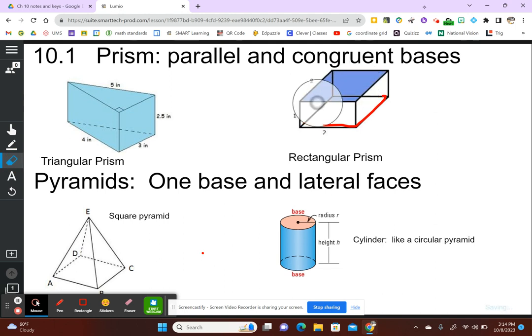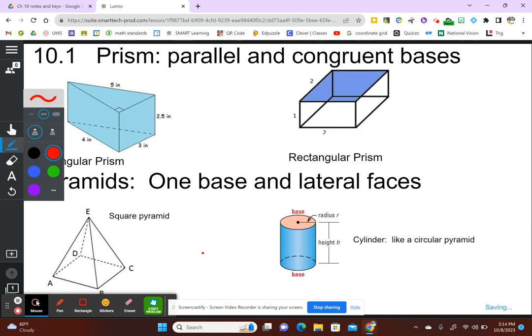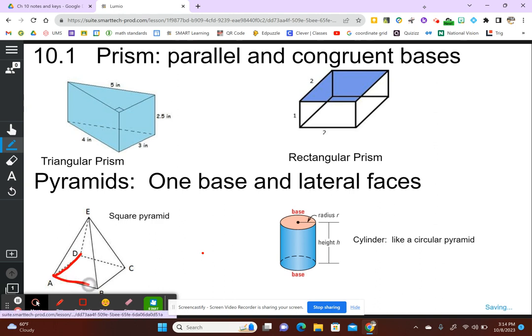So prisms and cylinders are similar in that, whereas a pyramid is defined by its base. So since this has a base that's a square, it's called a square pyramid, but its lateral faces are all triangles. So here's a triangle, here's a triangle, and here's a triangle. So there's four triangles coming out here that meet at a top point, and that's what makes a pyramid. And what we're going to do is find the surface area of prisms, pyramids, and cylinders.